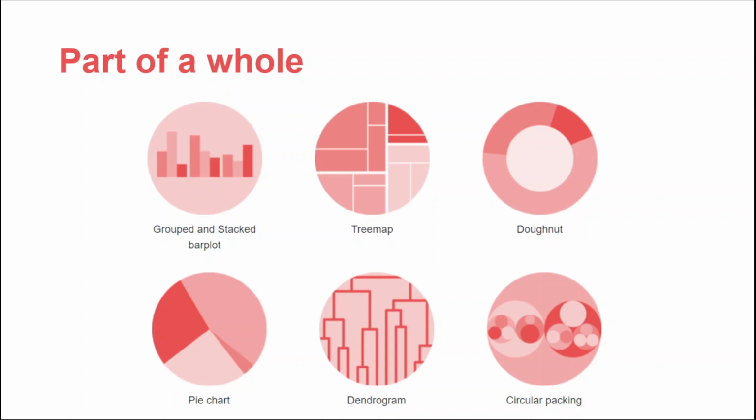So there are multiple different kinds of plots. You can see the group plot, tree map, donut, dendrogram, circular packing, and many other kinds of plots which you can also check.